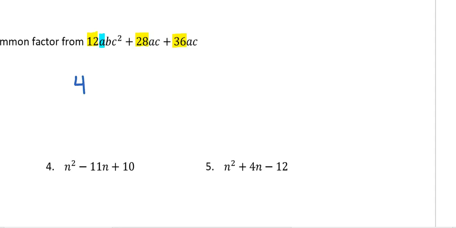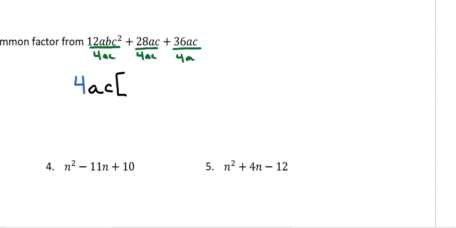And then I have 1a here, 1a there, and 1a there. So the maximum number of a's I can take out is just one single a. And then I have 2 c's there, 1 c there, and 1 c there. So the maximum number of c's I can take out is just 1 c. Okay, this right here is my GCF. And then I am removing that from the entire expression. So all I have to do now is divide each of these individual terms by 4ac, and I would put those into the square bracket here.